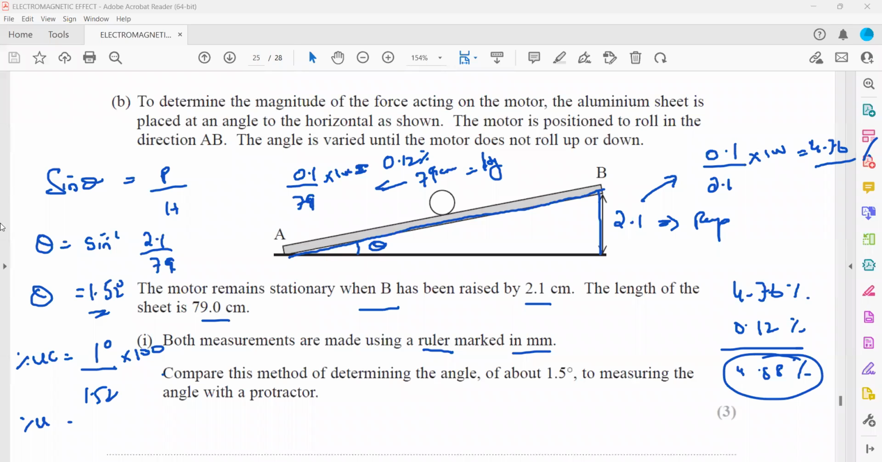Compared to this, when we use a protractor, we'll have a very high uncertainty, because it's 1 divided by 1.52 times 100. What is the uncertainty in the measurement of the angle if we use a protractor? 1 divided by 1.52 times 100.